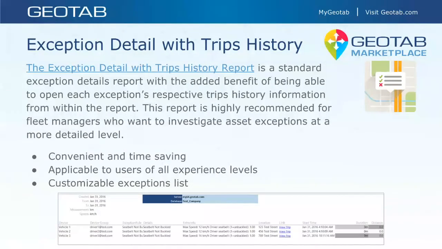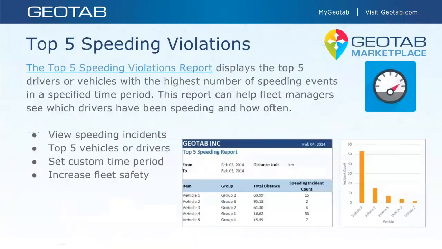Exception detail with trips history, pretty self-explanatory. It is trips history report with exceptions built in. So you can very easily see, okay, this is where the exception took place. Click on a link, it's going to open it up in the database, and you can see exactly on the map where they were, how fast they were going, all that stuff. So it's just sort of combining those two different reports into one.